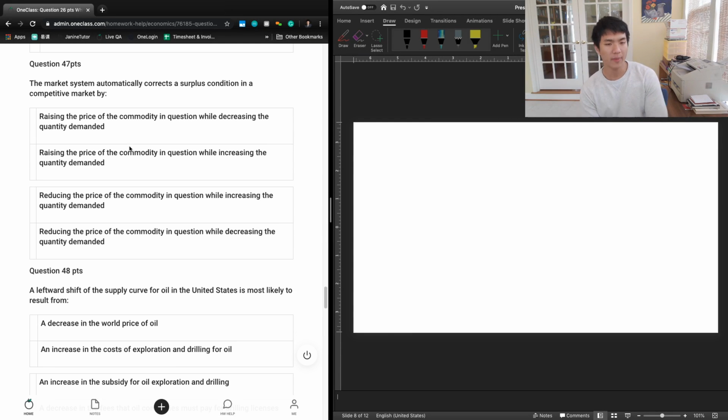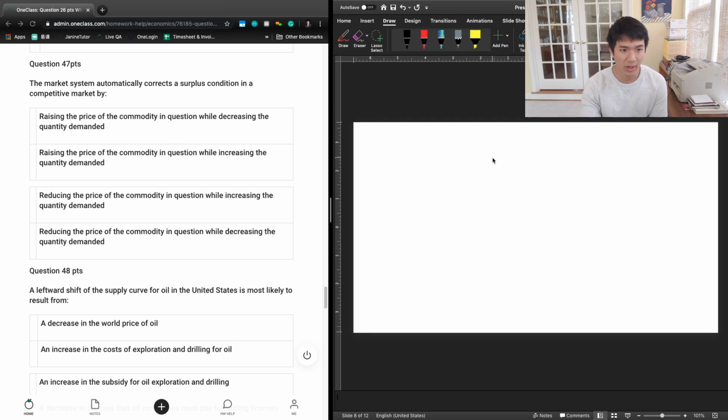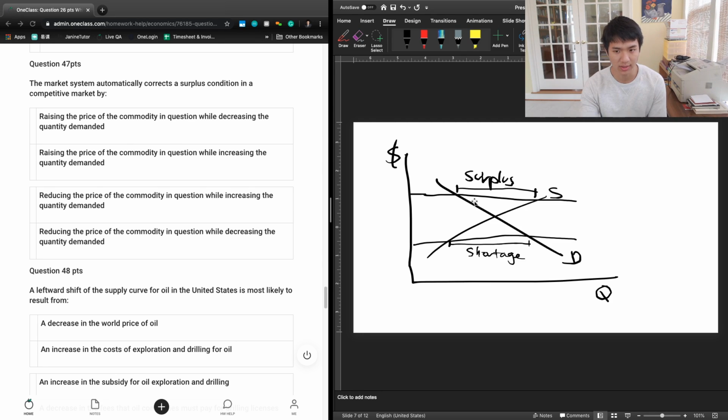The market system automatically corrects a surplus condition in a competitive market by A, raising the price of the commodity in question while decreasing the quantity demanded. B, raising the price of the commodity in question while increasing the quantity demanded. C, reducing the price of the commodity in question while increasing the quantity demanded. Or D, reducing the price of the commodity in question while decreasing the quantity demanded.